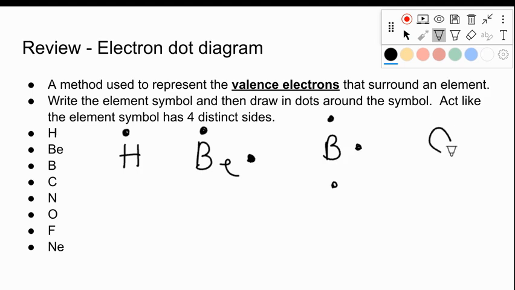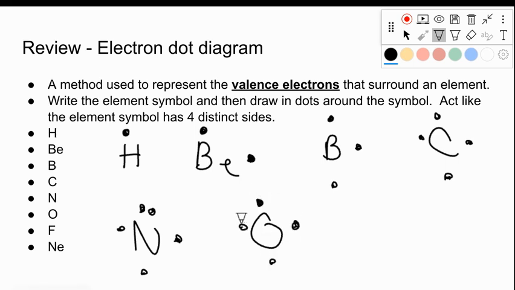Carbon is in group 14. Everything in group 14 has four valence electrons for the ones that are going to chemically bond in a covalent manner. So I'm going to go 1, 2, 3, 4. Nitrogen is in group 15. It has five valence electrons, so 1, 2, 3, 4, 5. And then oxygen is in group 16. It has six valence electrons: 1, 2, 3, 4, 5, 6. Fluorine is in group 17. It has seven valence electrons: 1, 2, 3, 4, 5, 6, 7.